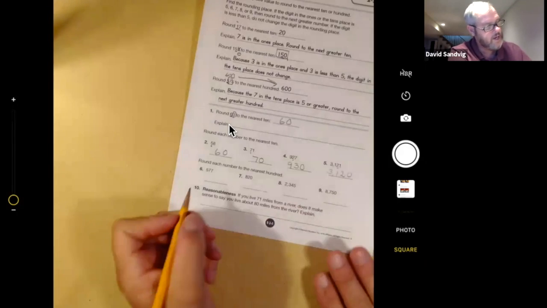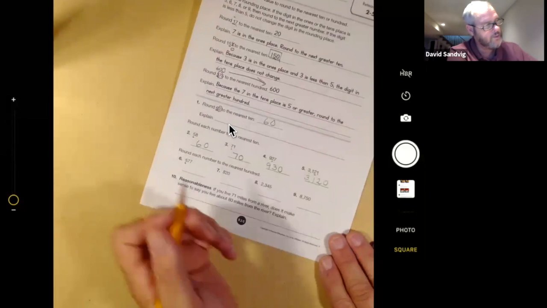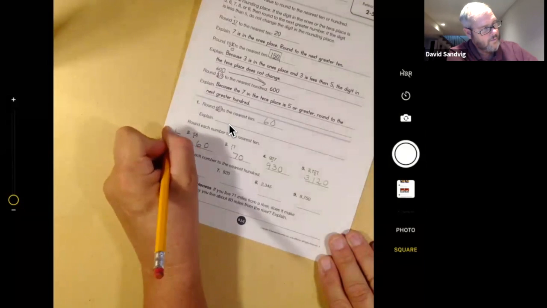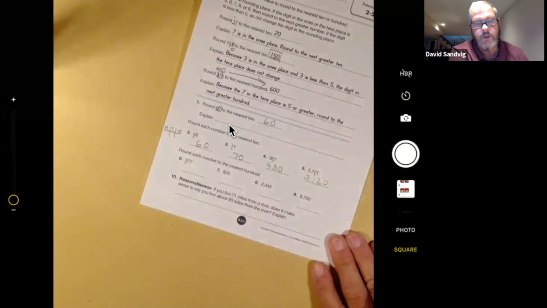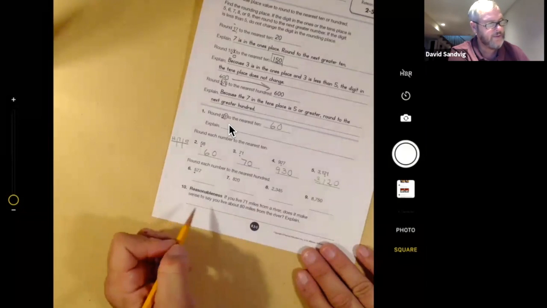Our next step is to look at rounding each number to the nearest 100. Remember the hundreds place. Think of your place value chart. If you can't remember, you can always write it off to the side. Hundreds, tens, and ones. It's okay to write extra work on your worksheets. Go ahead and pause the video and then come back after you finish number 6, 7, 8, and 9.